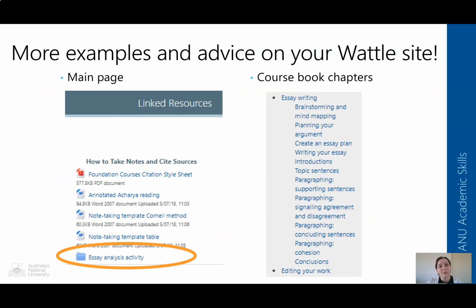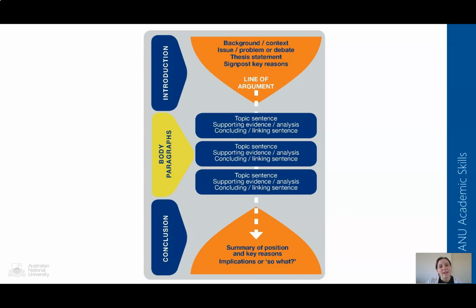So there's more examples of effective paragraphs and useful advice on how to write good paragraphs on your Wordle site. And in the next video, we're going to be talking about writing conclusions.